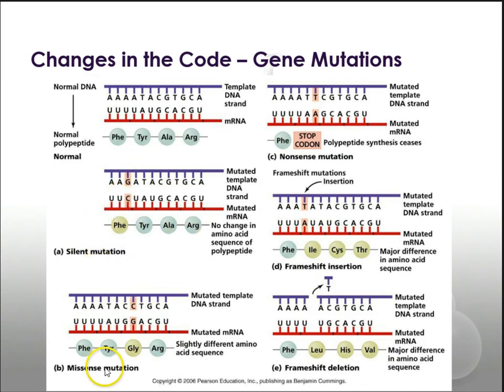A missense mutation means that you do change the amino acid, and so you get a slightly different amino acid sequence. Now, sometimes that's not a problem, because some amino acids behave the same way as others. Sometimes it's a real big problem because the amino acids behave differently, and then you can't have the proper folding, or it doesn't have the proper active sites or whatever, and that's a real problem.